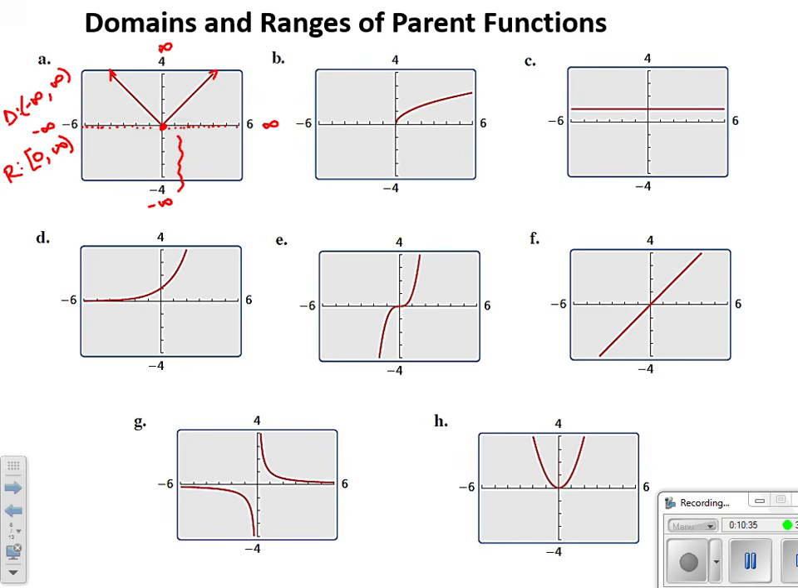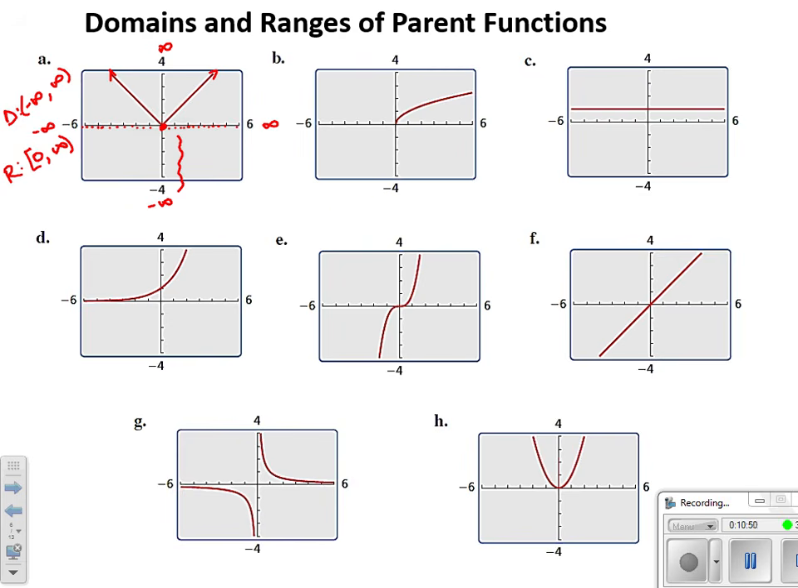Now, one thing you'll notice about the interval notation, I used a square bracket there. That means it includes that value. Whereas rounded parentheses means it does not include that value. It goes right up to it, but does not include it.